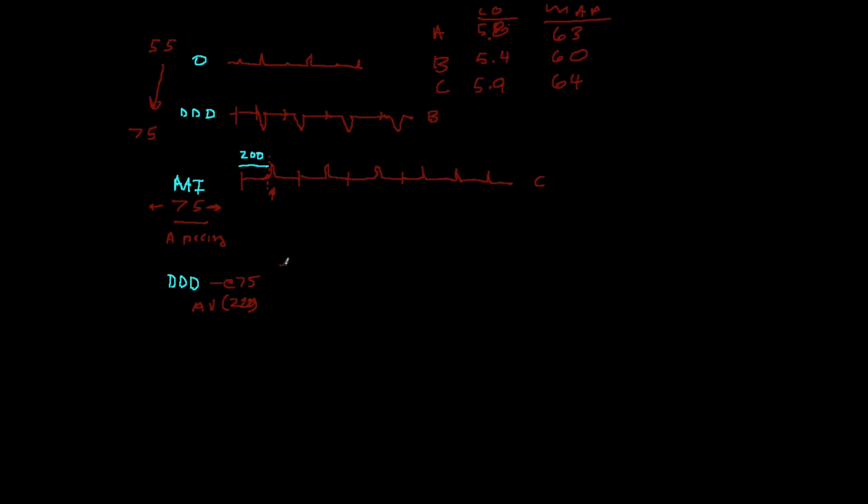And in which case what you're going to get is something that looks very much like scenario C, where, if I draw the pacemaker artifacts, you have A pacing and V sensing. So you have paced A beats and then native QRS.